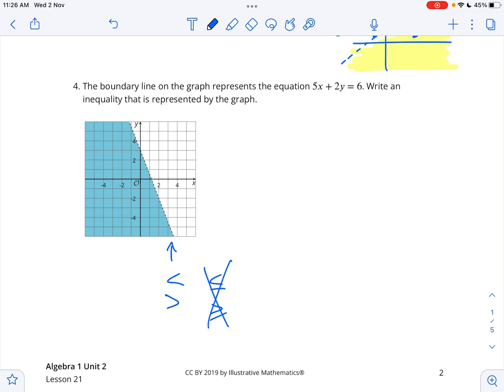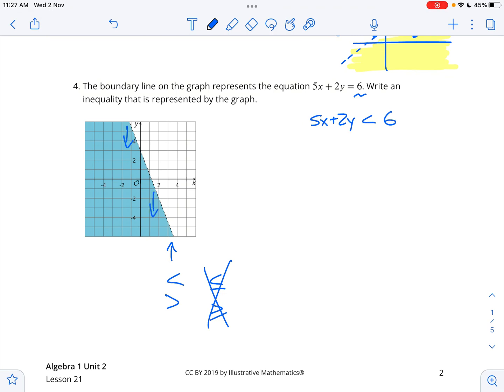If it was one of those, that would be a solid line. And you notice if you're looking, the 6 is the upper, like this is below the line. Okay? And so what that would tell me is that the 5x plus 2y has to be less than 6 because I'm shading below the line.